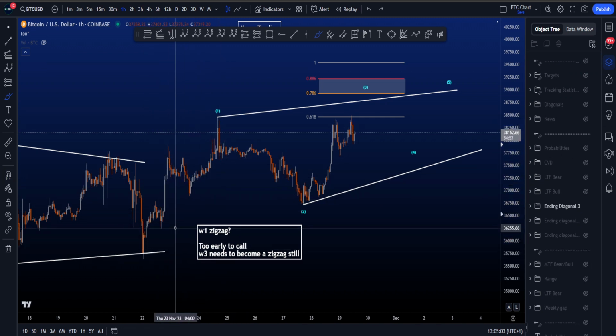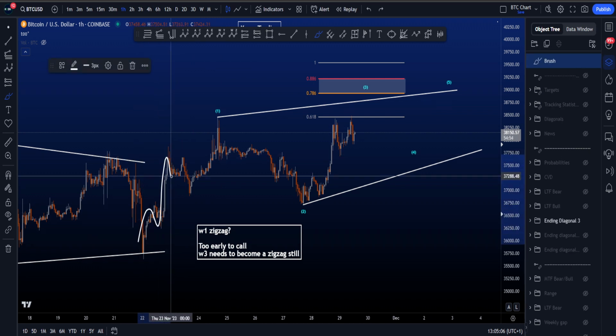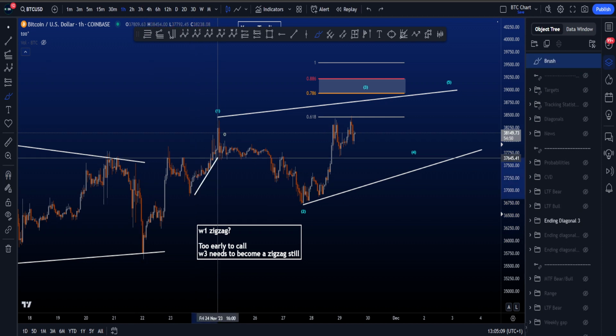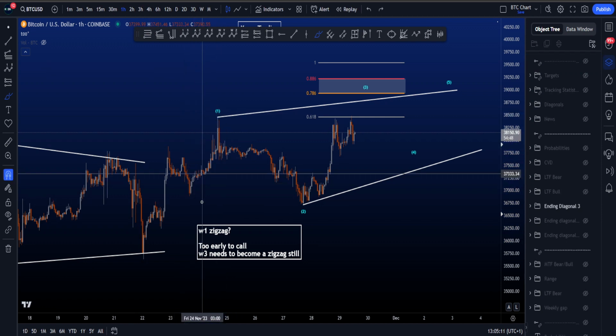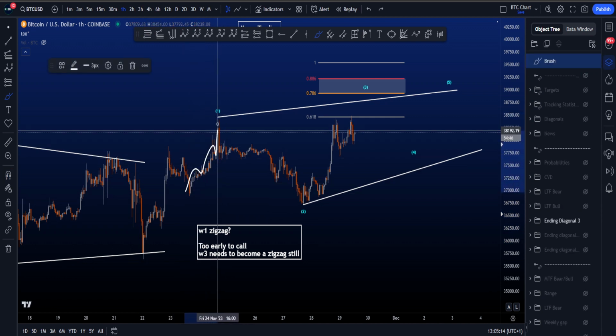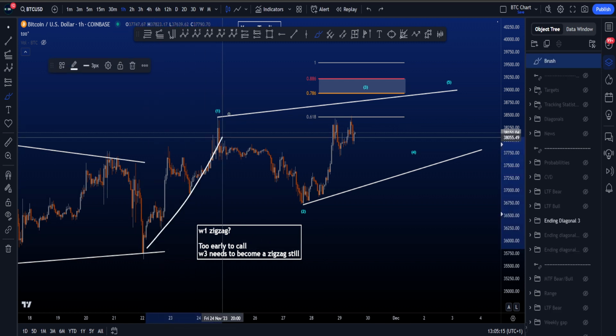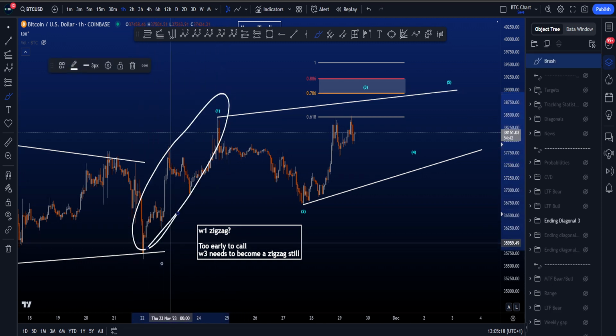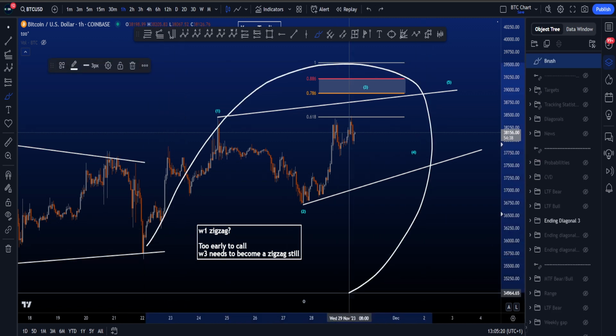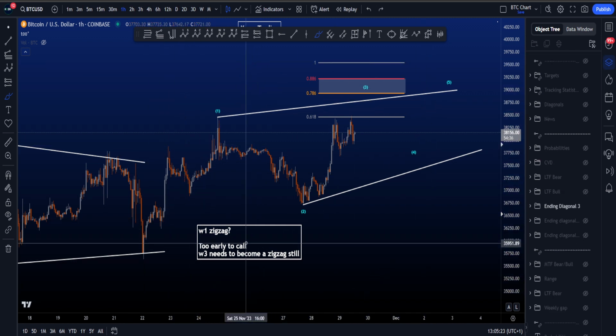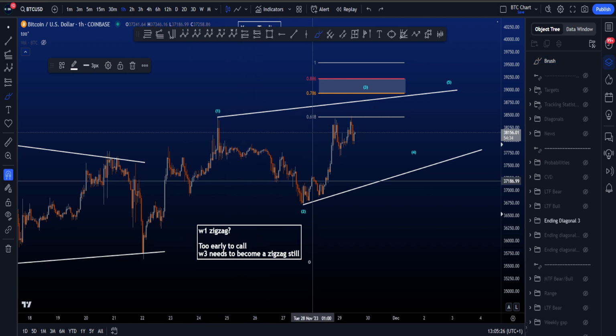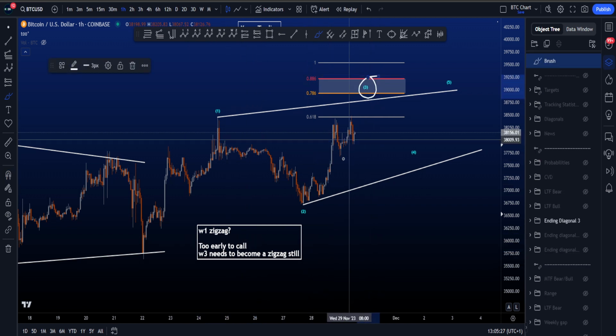Now once we count this move to the upside, we can count a 1, 2, 3, 4, 5-wave structure to the upside. It has to be a zigzag, so it has to be an ABC correction and then another ABC, but this being an ABC does not count very nicely. It counts better as a 5-wave structure, meaning that the probabilities are higher for this move to the upside to be a 5-waver, not a 3-waver, lowering the probabilities of this ending diagonal as well. Besides, it's very, very early to call, and wave 3 still needs to be a zigzag.